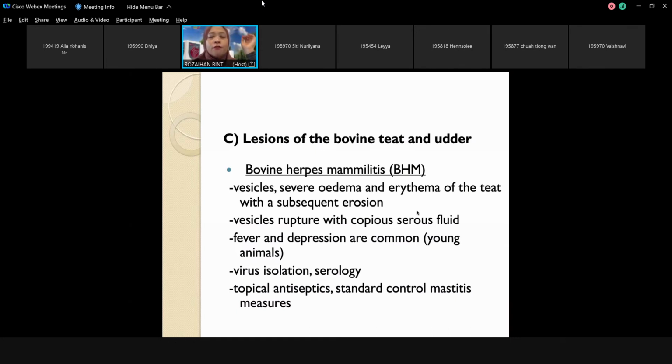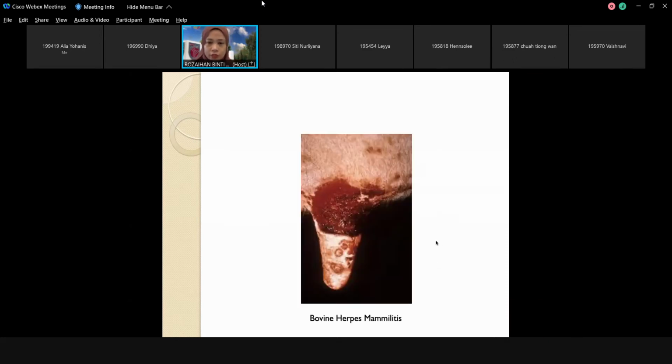So if you would like to detect whether it's really herpes virus, of course you can do virus isolation and serology, but most of the time it would not be practical. So you can just treat accordingly using topical antiseptics. And just make sure that you apply all the standard mastitis control measures. Okay, so this is an example of BHM. As you can see, it also affects the teat and a bit of the udder, at the junction here between the udder and the teat.